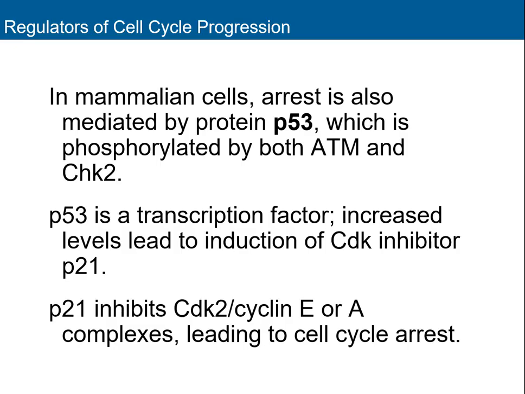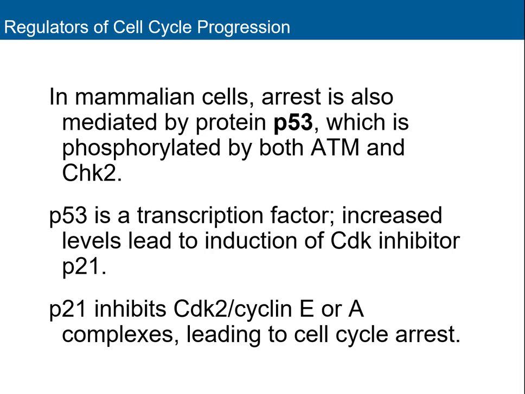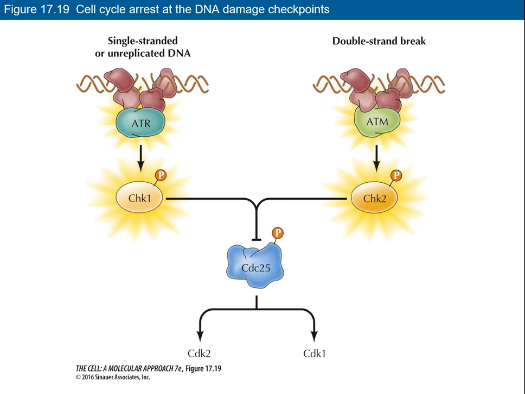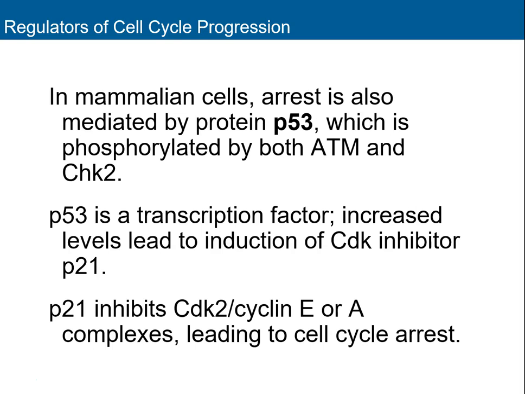Specifically, it says arrest is also mediated by protein P53. So ATM and ATR are involved here, but there's also another protein involved in this process in mammalian cells. A lot of what we know about how ATM and ATR work and what they signal through was done in yeast cells, but similar mechanisms exist in mammalian cells as well. One of the additional proteins involved in mammalian cells is called protein P53. It says this is phosphorylated by both ATM and CHK2.